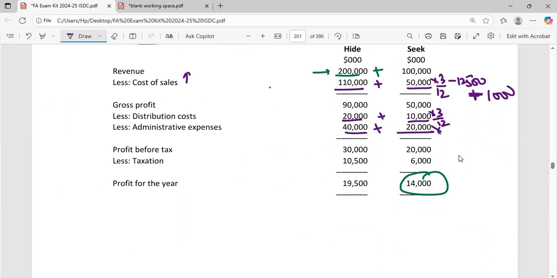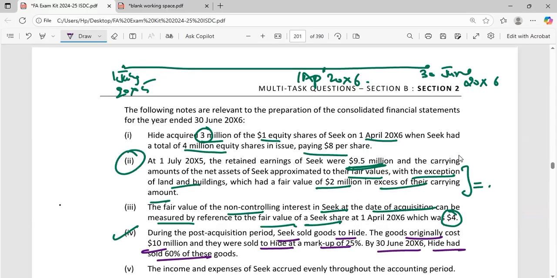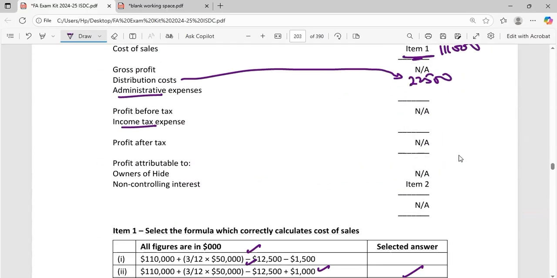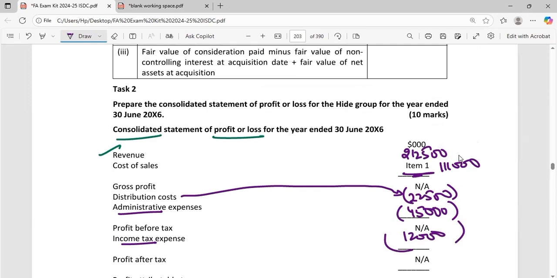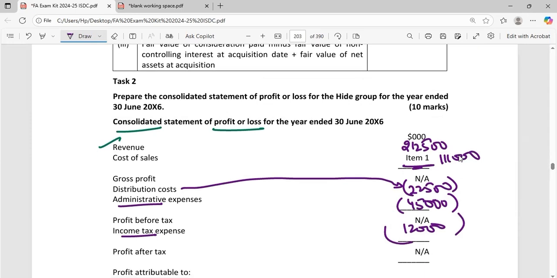40,000 plus 20,000, 3 by 12, and for taxation 10,500 plus 6,000 and take 3 by 12 of this. Okay. So let's see. I'll write the amount for both these. So my administrative expenses would be 45,000. Okay. And obviously I'm going to deduct all these because these are the expenses, and my tax expense would be 12,000. The only tricky thing here was the revenue and the cost of sales.